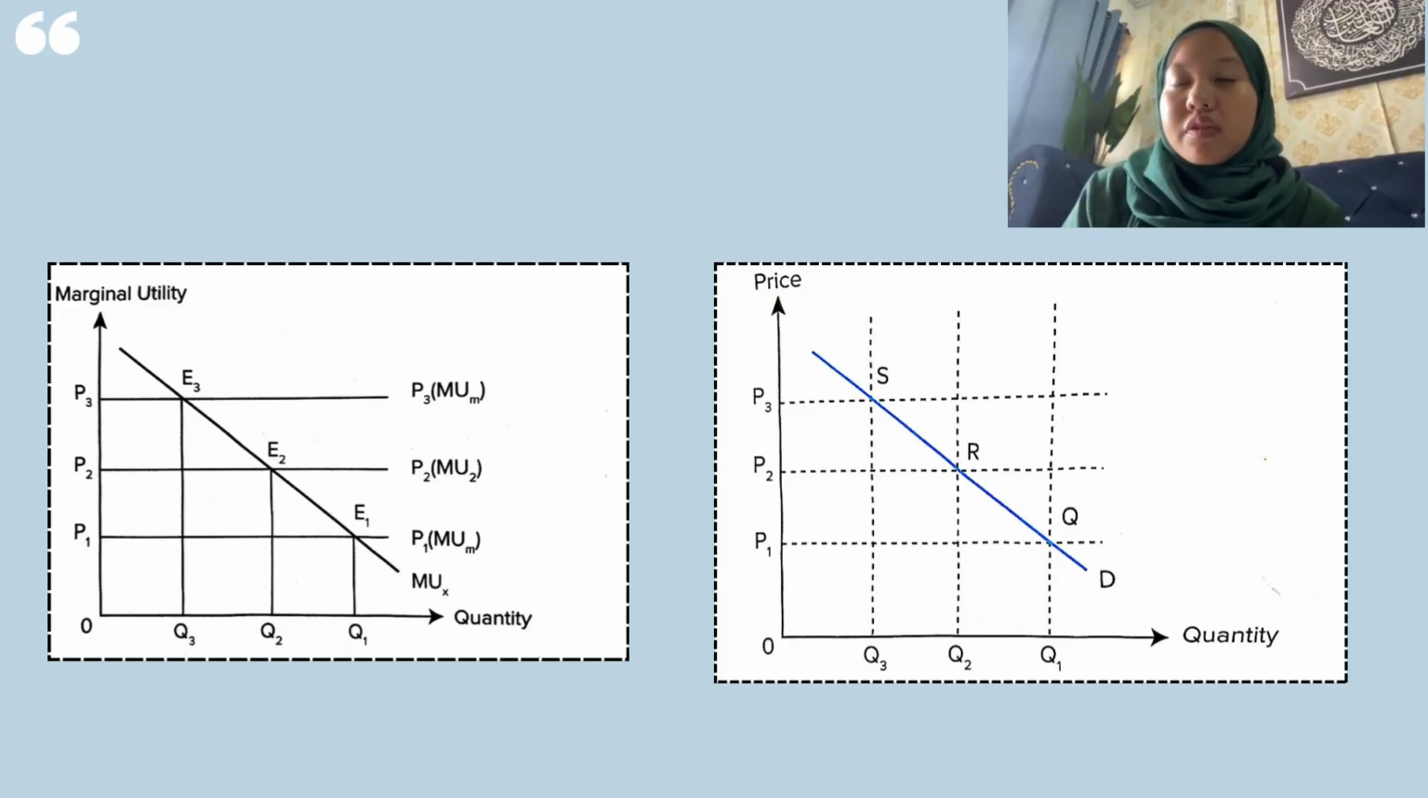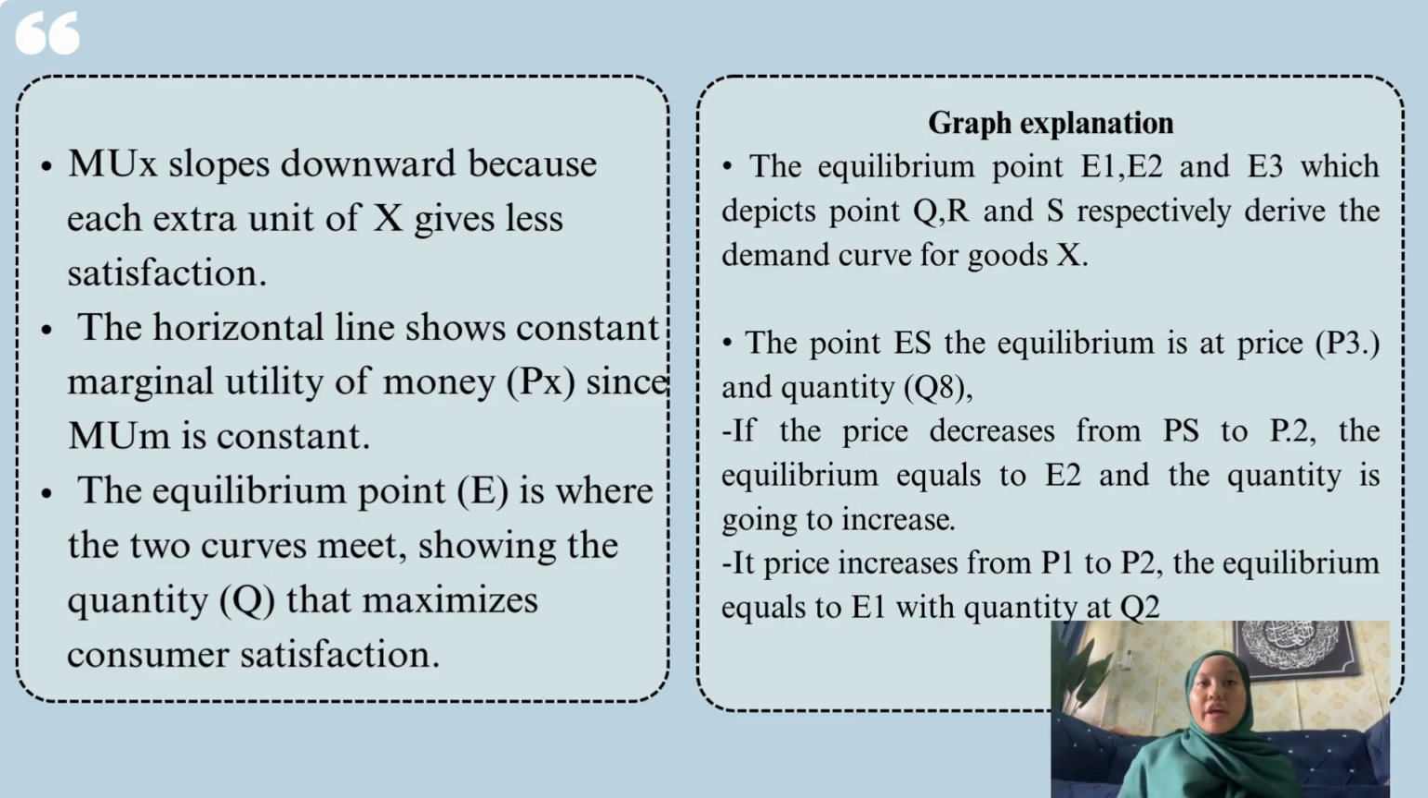So this is the graph, and I will explain it in the next slide. MUx slopes downward because each extra unit of X gives less satisfaction. The horizontal line shows the constant marginal utility of money, Px, since MUm is constant. The equilibrium point E is where the two curves meet, showing the quantity Q that maximizes consumer satisfaction.